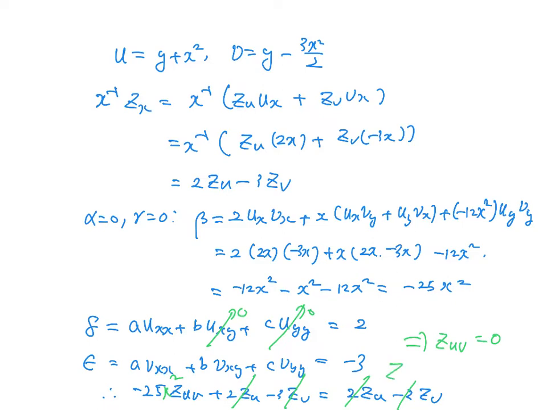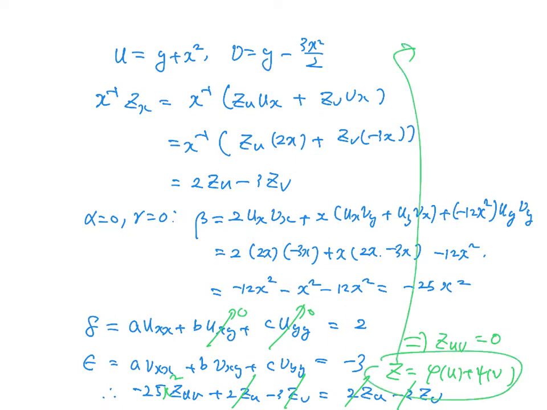So the solution is something like phi of u plus psi of v. That is the solution, right? So we can write down the general solution as z equals phi of (y plus x squared) plus psi of (y minus 3 over 2 x squared). So even though the partial differential equation looks complicated, it can be solved.